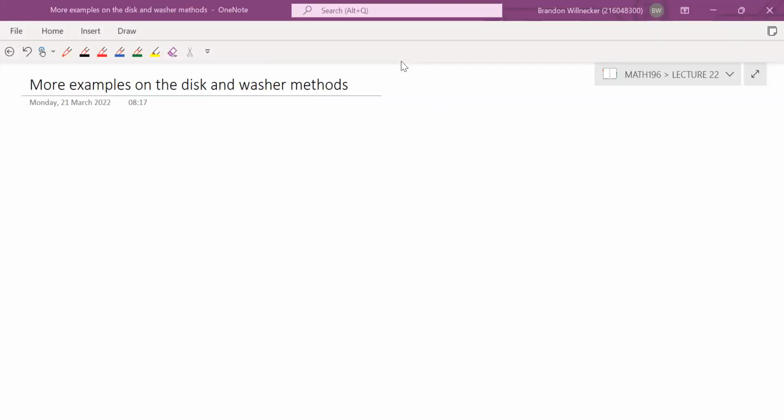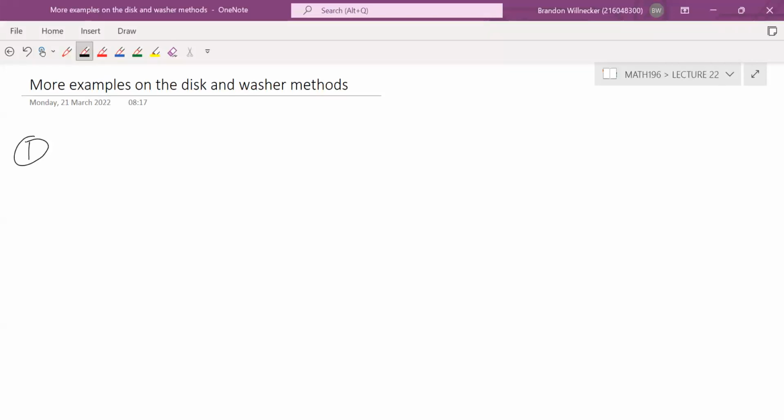Hi, everyone. So in this lecture, we're going to be going through some more examples on the disk and washer methods. And this will count as revision for your summative tutorial test this coming Wednesday. Okay, so I've just got a few examples of the disk method and the washer method just to help you out. Okay, so let's take a look at the first one.